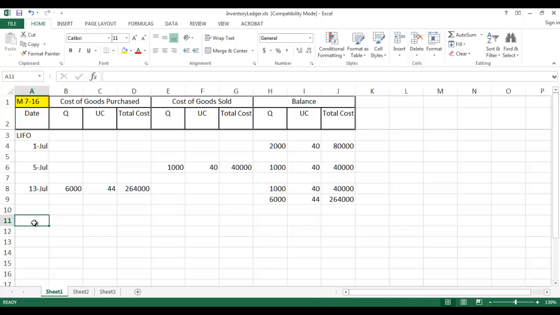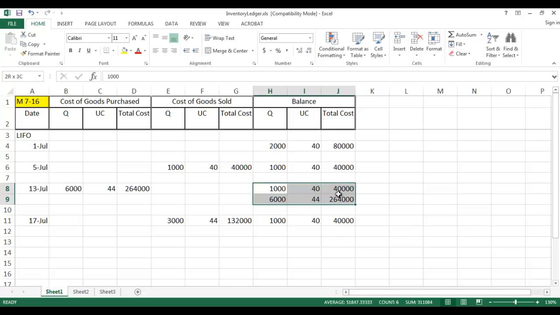So now on July the 17th, we sold 3,000 units. Okay, 3,000 units. So last in, first out, again, means my most recent items are the ones I'm assuming are leaving. So I need 3,000. I can take them all from that recent purchase on July the 13th. Those are my most recently acquired units. So I say, well, I'm assuming I sold 3,000 at a cost of $44. Total cost, $132,000. So now what do I have left? Well, I still have the 1,000 at $40. Those are my oldest ones. I didn't touch them with this sale. And I have 3,000 of the 6,000 most recently acquired units.